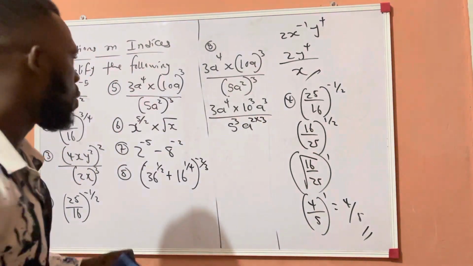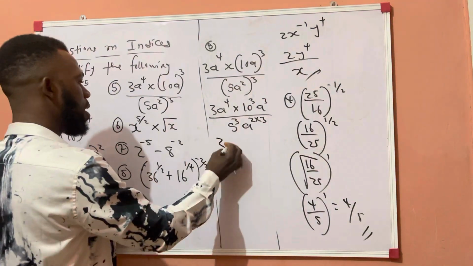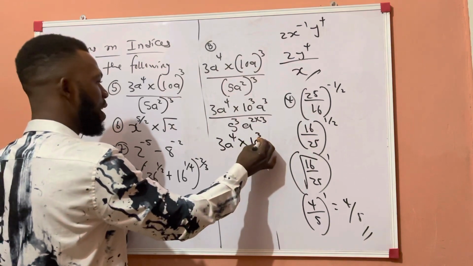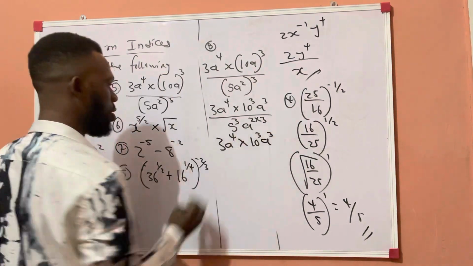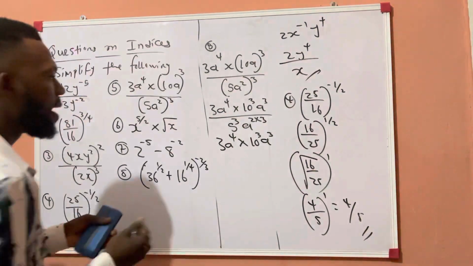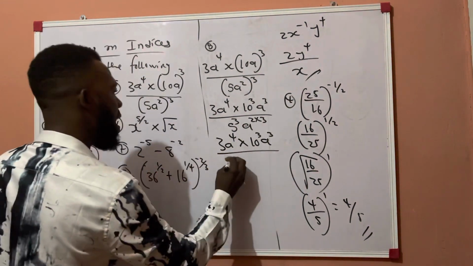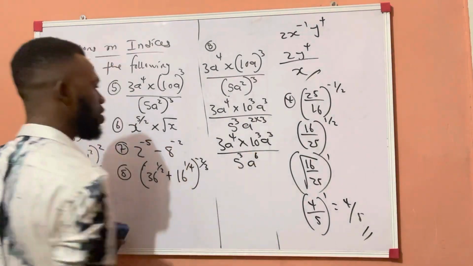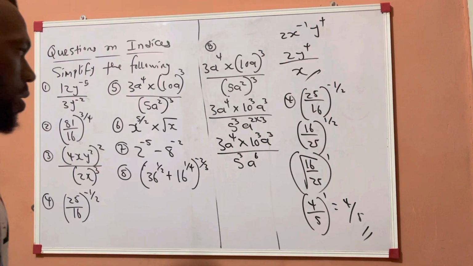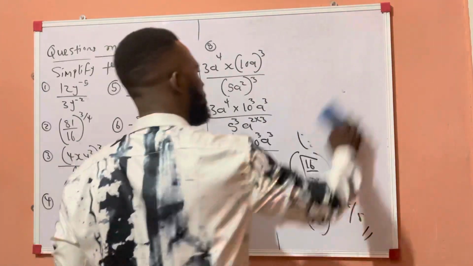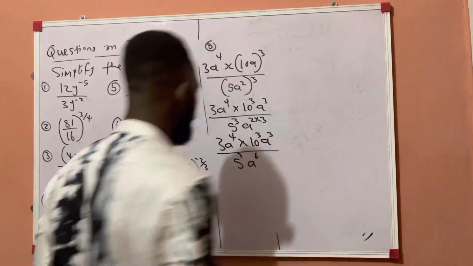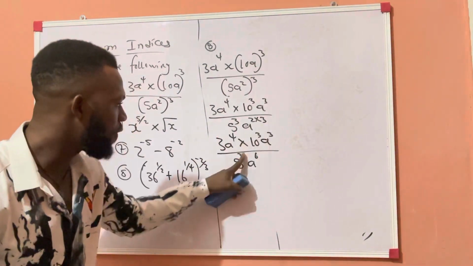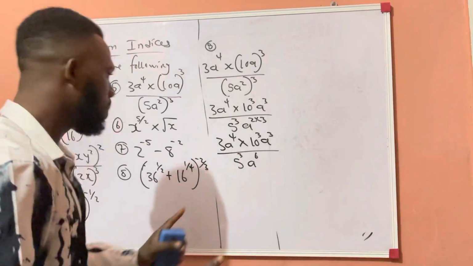Now without wasting time, we have 3a^4 times (10a)^3, raised to the power 3. Let's go. Okay, all over 5 raised to the power 3, then a, 2 times 3 will give us 6, a raised to the power of 6. Now you will notice that this is 3, this is 10 raised to the power 3, this is 5 raised to the power 3. None of the bases are the same, all the bases are different.